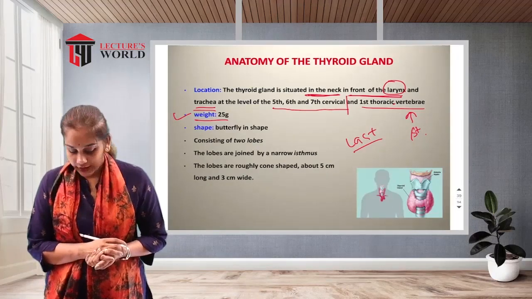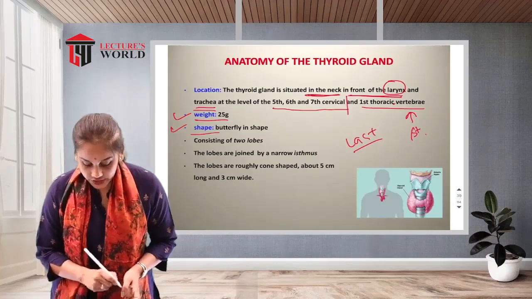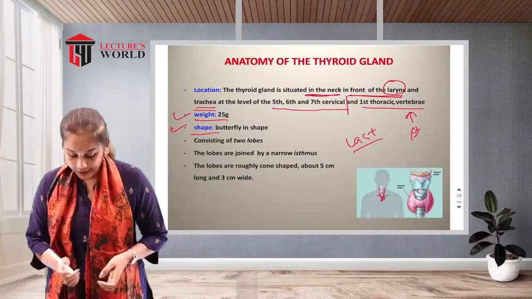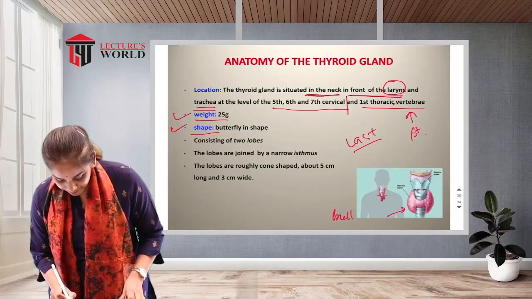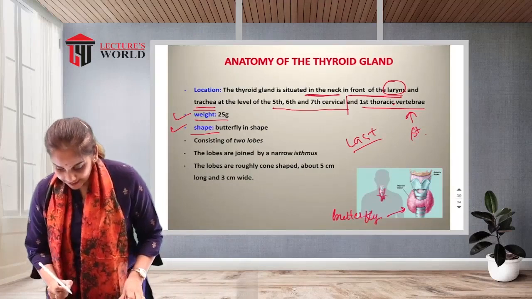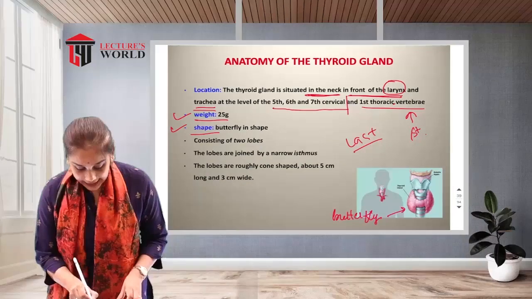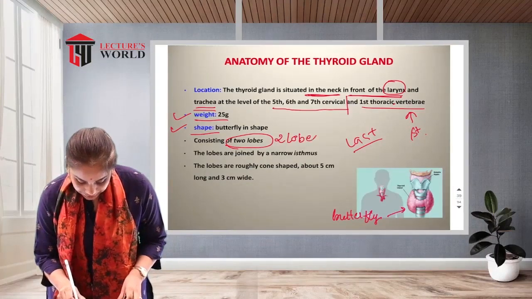Now we will see the weight of the thyroid gland, that is approximately 25 grams. What about the shape? The thyroid gland is butterfly in shape, as you can see. It consists of two lobes.